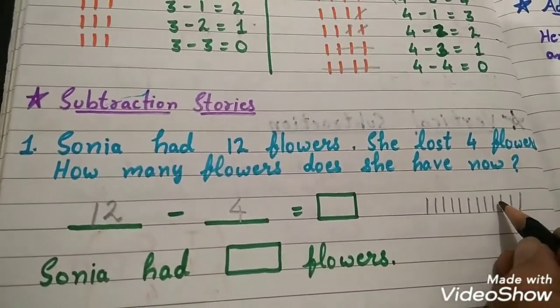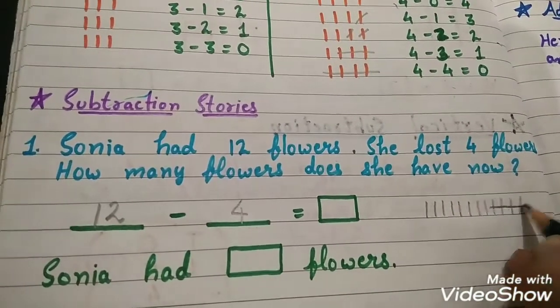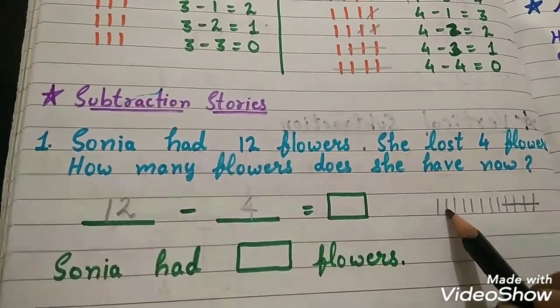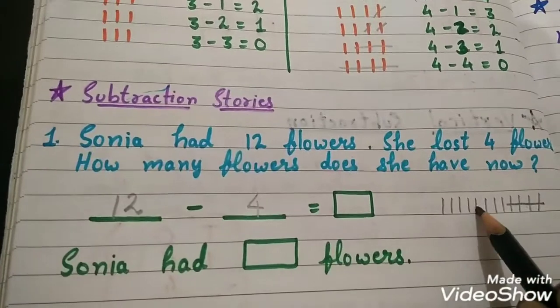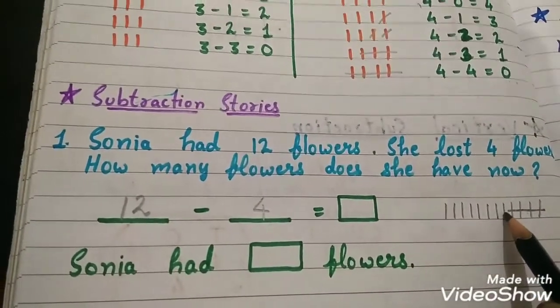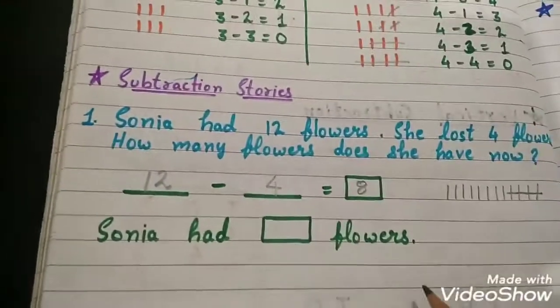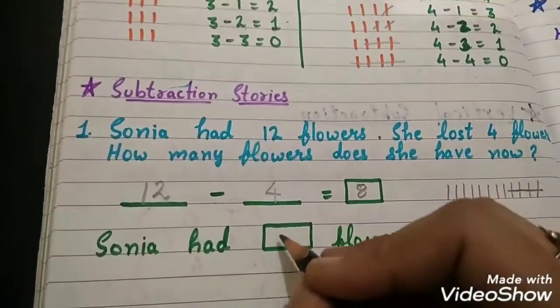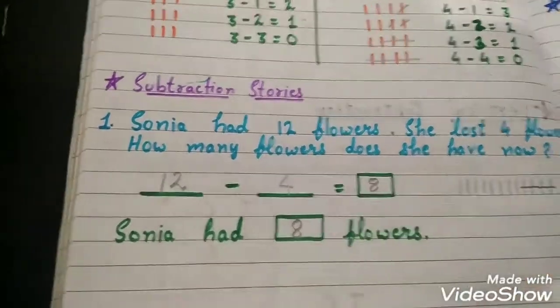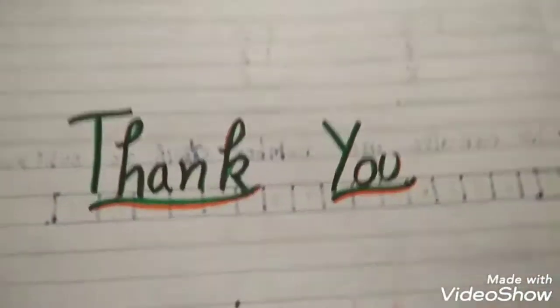1, 2, 3 and 4. Now, how many left? 1, 2, 3, 4, 5, 6, 7 and 8. So, our answer will be 8. So, how many flowers does Sonia have? 8 flowers. Sonia had 8 flowers. So, this is our end of this chapter.